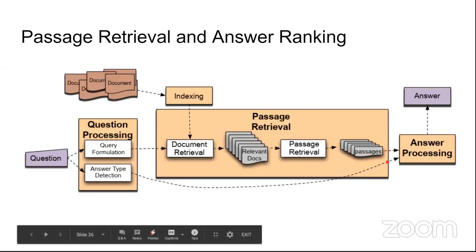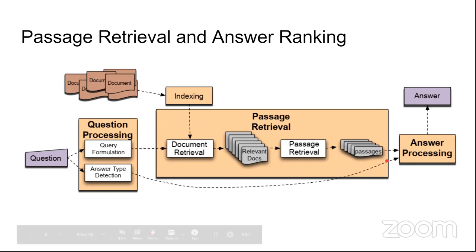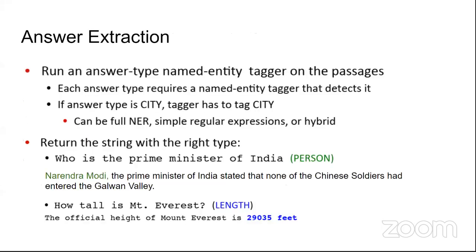And once those passages have been ranked, the top K or the top few passages are then sent for answer processing. How answer processing or answer extraction is done is, you run the answer type named entity tagger on the passages that you have retrieved now. Each answer type requires a named entity tagger. If the type is city, if the type is person, that is something you try to extract from the passage. And once you get the correct answer, you return the string with the right type.